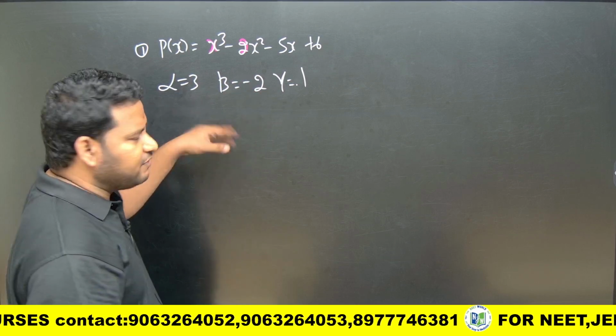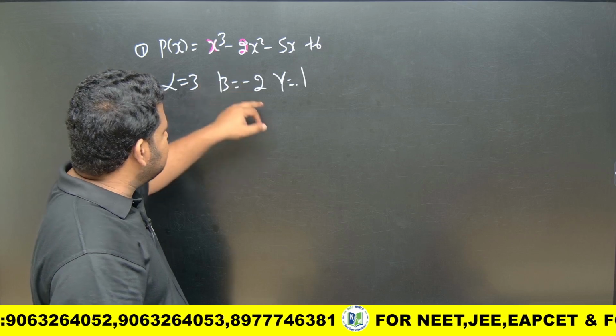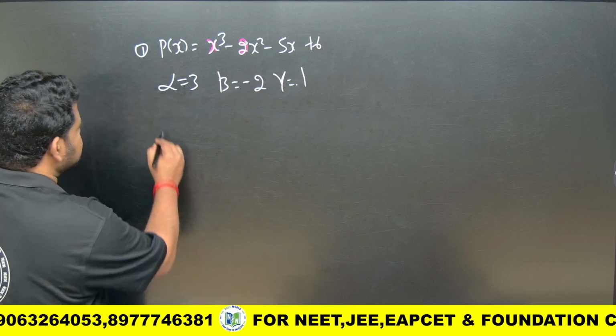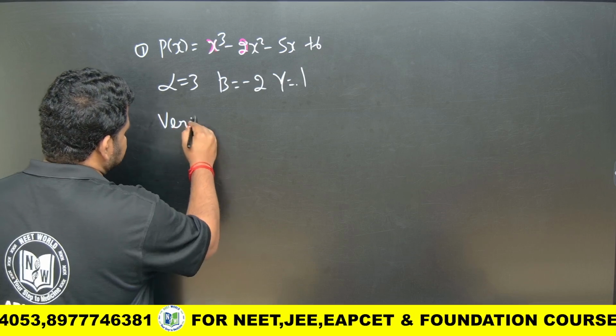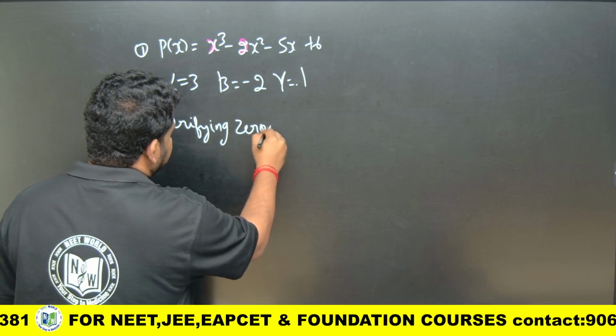Verifying means I have to put x is equal to 3 and check, x is equal to minus 2 and check, and x is equal to 1 and check. That should come as 0. So let me write here, verifying zeros. That means I have to put the values.